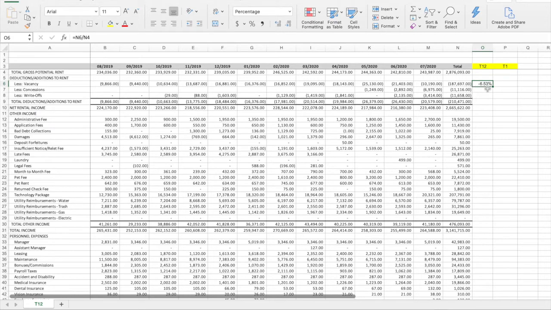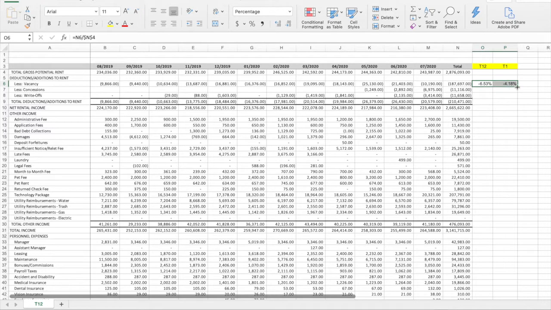So we can see the total vacancy over the past 12 months is 6.53%, or the property is about 93.5% occupied. So what we're going to do is freeze that top cell, which is total gross potential. And then we're going to do the same thing over here for the T1. So we're going to go to the most recent month and just do the same thing. Total vacancies divided by total gross potential rent. And we're going to freeze that top cell, convert it to percent, 2 decimal places.